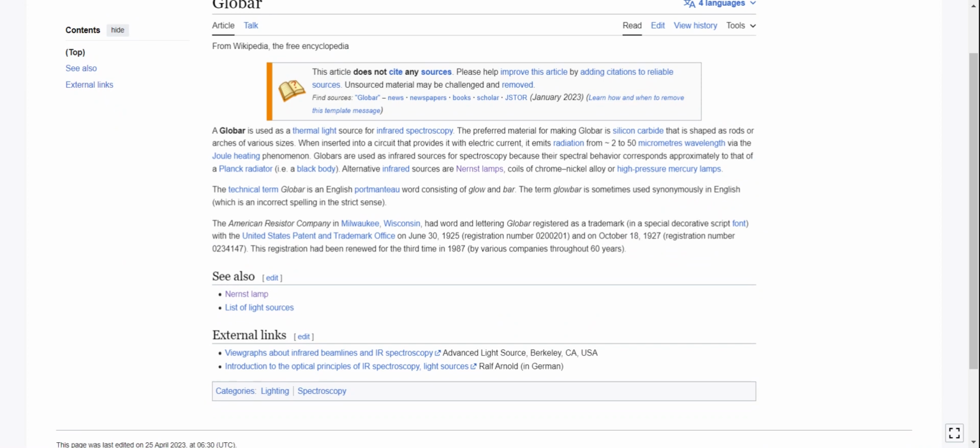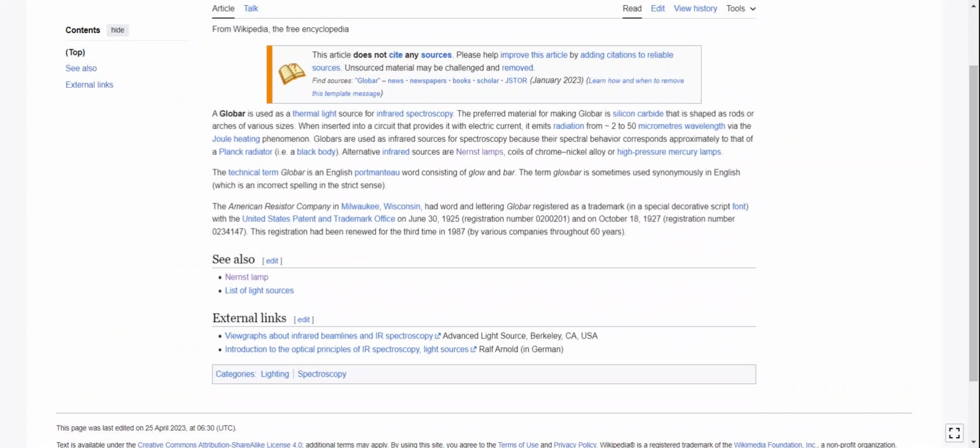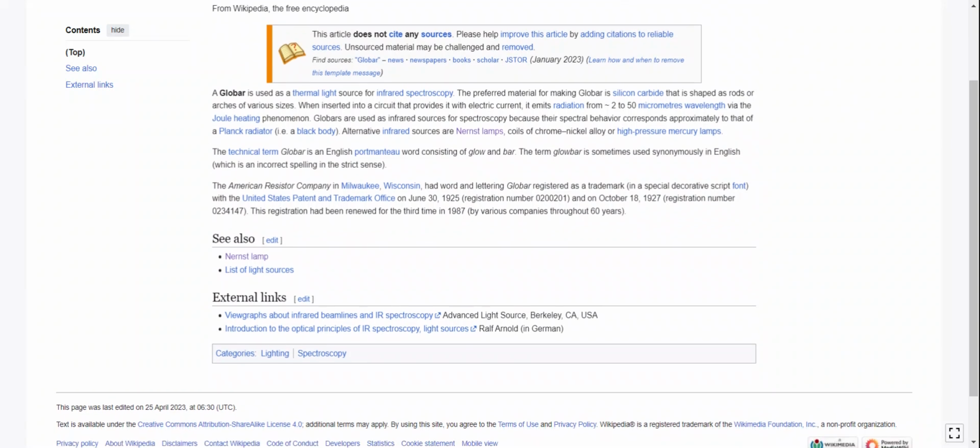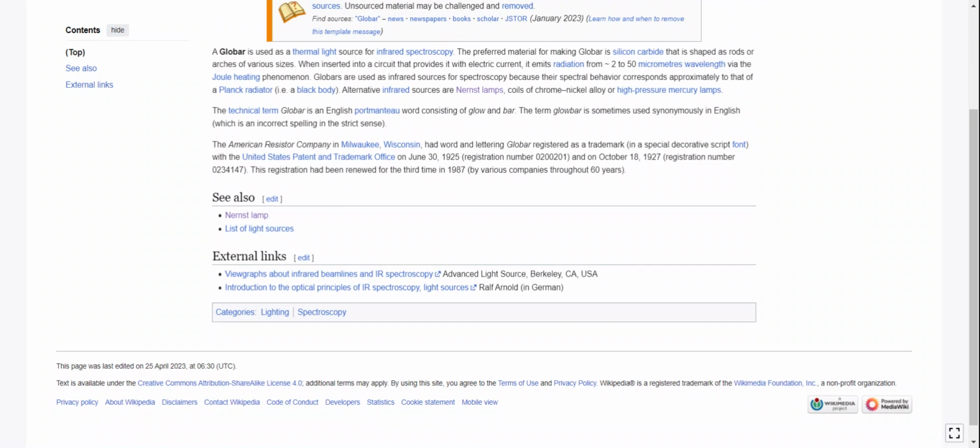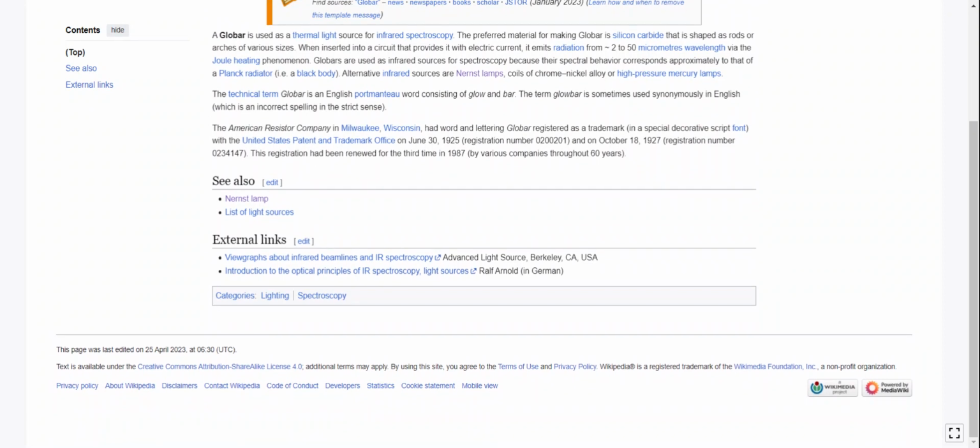The American Resistor Company in Milwaukee, Wisconsin, had the word and lettering Globar registered as a trademark in a special decorative script font with the United States Patent and Trademark Office on June 30th, 1925, registration number 02000201. And on October 18th, 1927, that's unimportant. The registration had been renewed for the third time in '87 by various companies throughout 60 years.